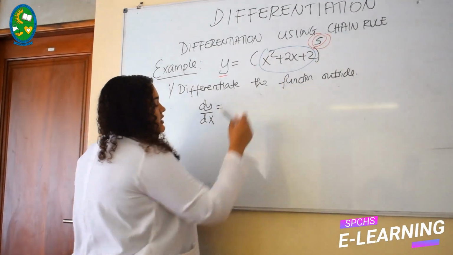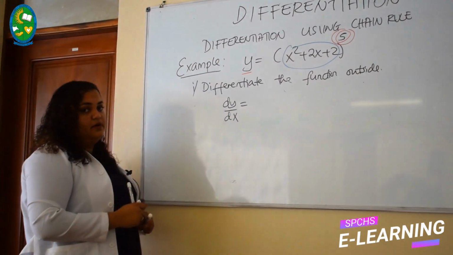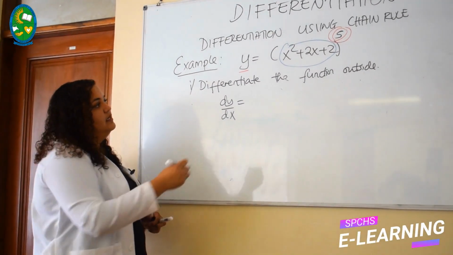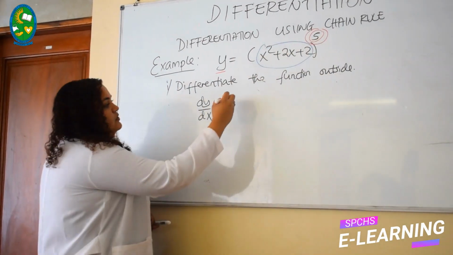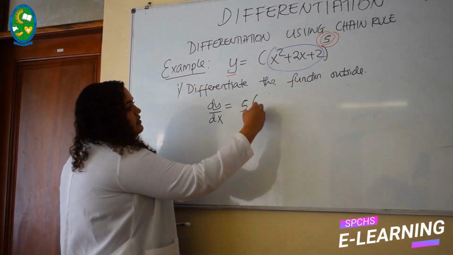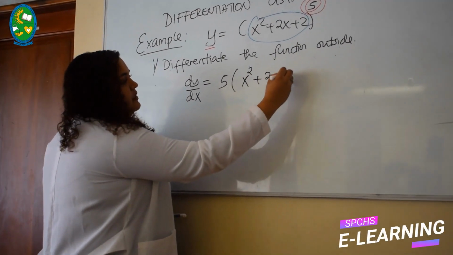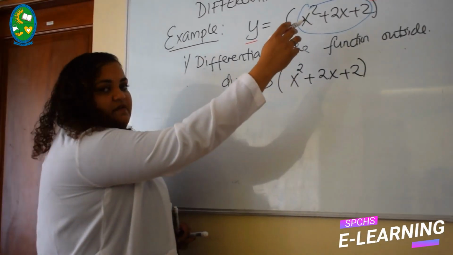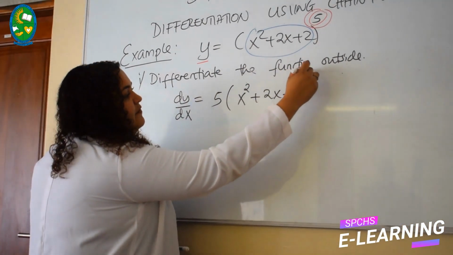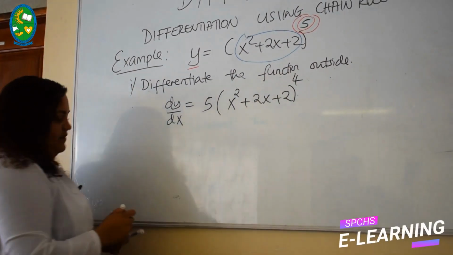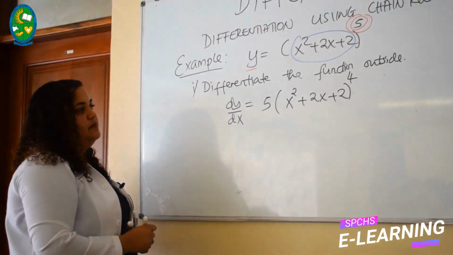When you differentiate the function outside using the power rule, if you remember from last class, this 5 comes down, so you'll have 5, and then the function inside the way it is, x squared plus 2x plus 2, and then 5 reduces by 1 to become 4. But have we finished? No, we have to go to step number 2.